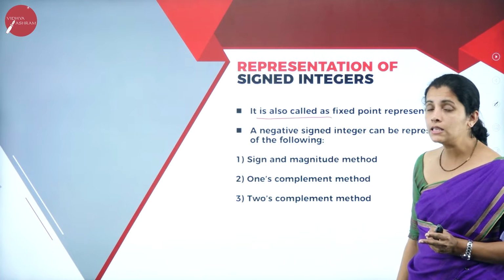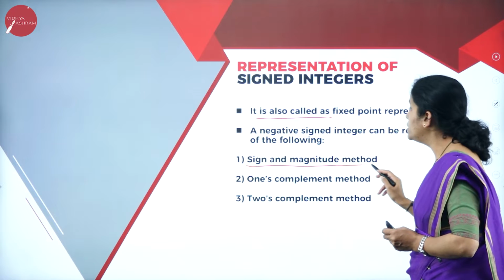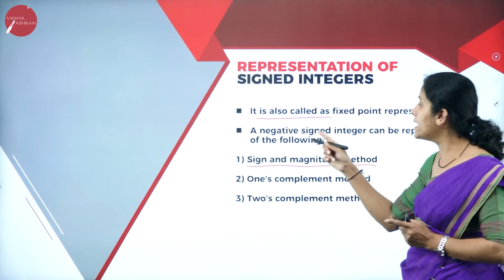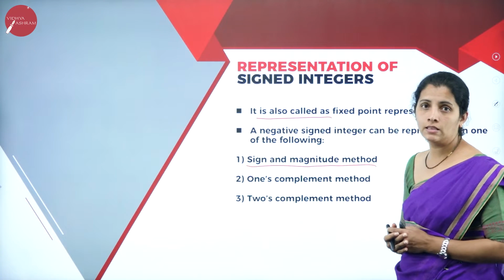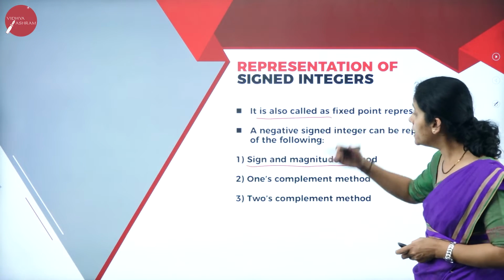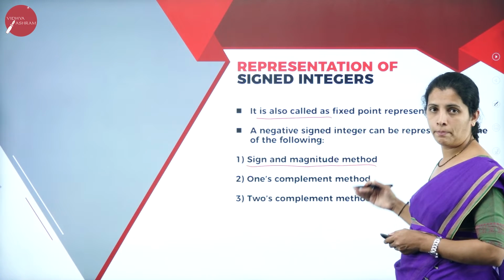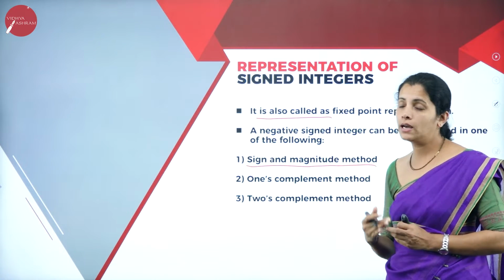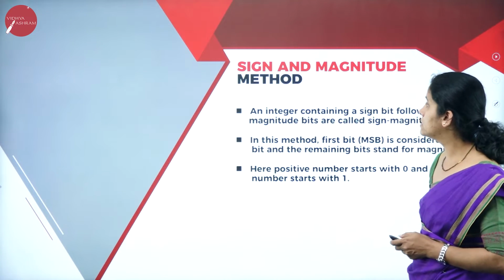So what methods do I have here? What is my first method? That is the sign and magnitude method. What is my second method? That is ones complement representation. And what is my next method? That is nothing but the 2's complement method. In a digital computer, to represent a negative number, we have these 3 methods.